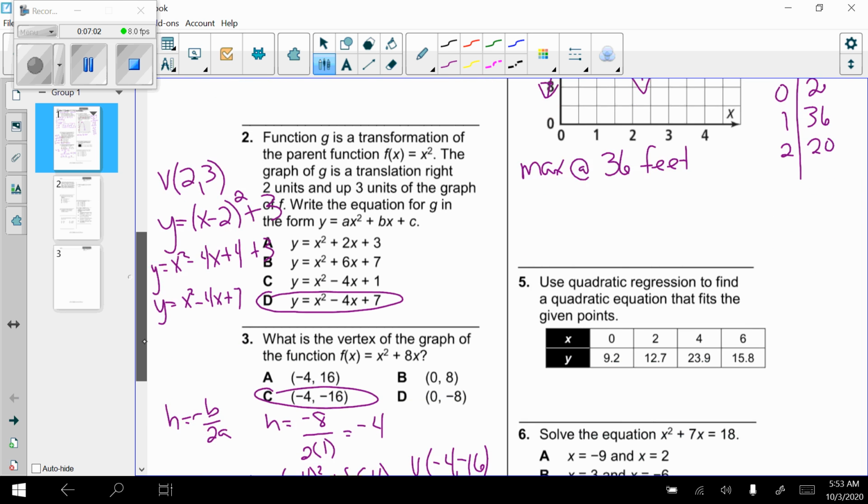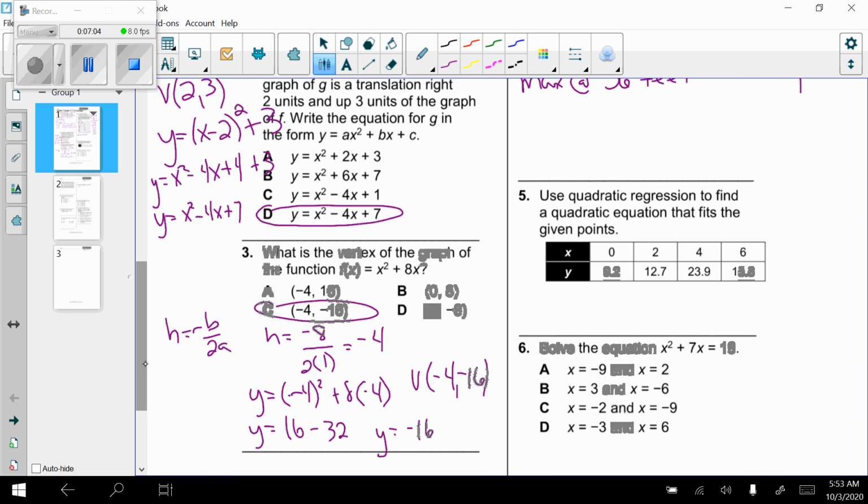All right, number 5, use quadratic regression to find a quadratic equation that fits the given points. So this is where we do our graphing calculator. Remember, on the graphing calculator, you go to the stat and then edit in the list, and you put these as your L1 values, these as your L2 values. Then you go back to stat, and then you go over to calculate. Number 5, the quadratic regression. And it will give you A, B, and C.